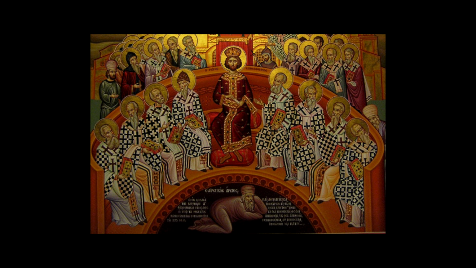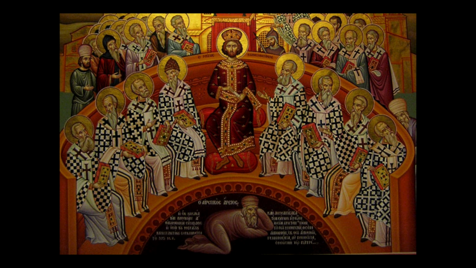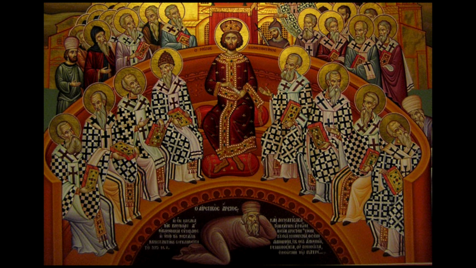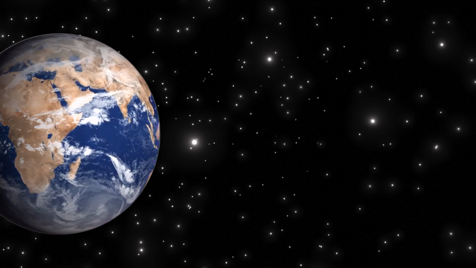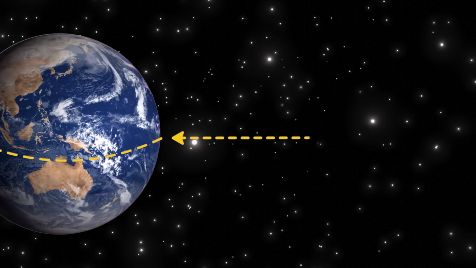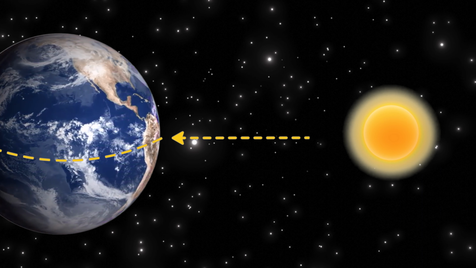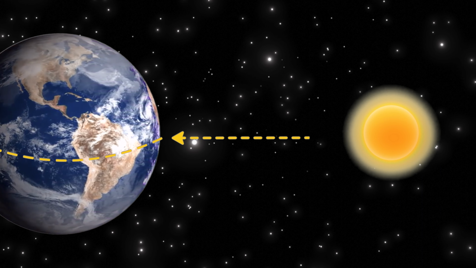It was the Council of Nicaea that determined Easter would fall on the first Sunday after the full moon, following the vernal equinox. The vernal equinox, also known as the spring equinox, is one of the 2 points in the Earth's orbit where the Sun crosses the celestial equator. This event occurs around March 20th or 21st.